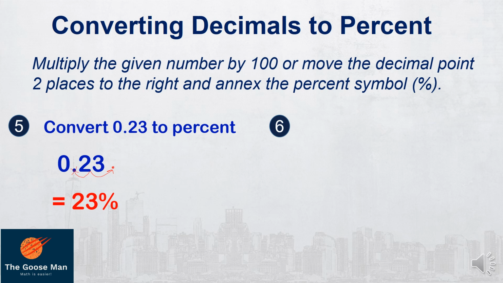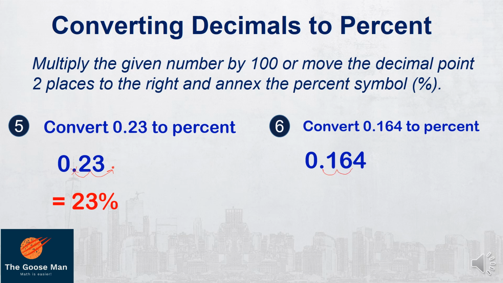Let's have another example. So convert 0.164 to percent. So again, so we have 0.164 and we will move the decimal point 2 spaces to the right, so we have 1 and 2. So the final answer is 16.4%.